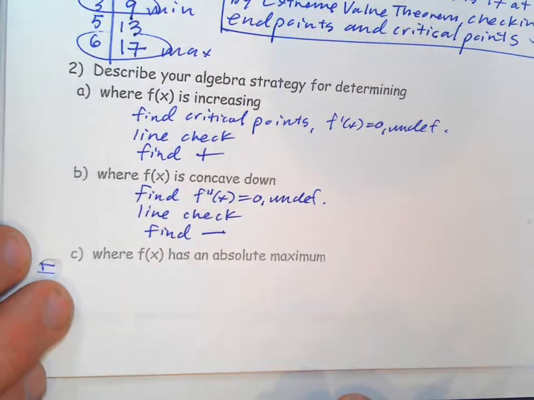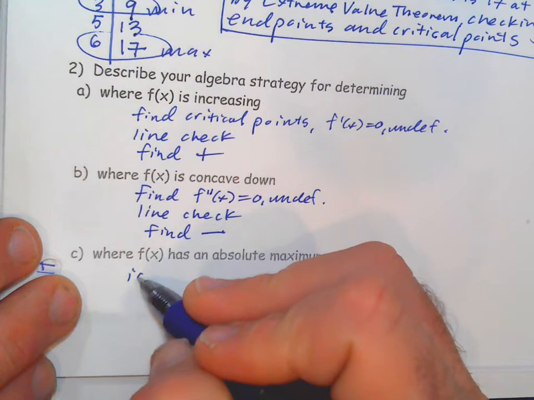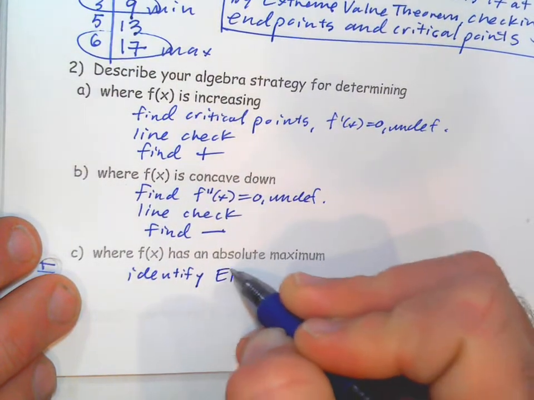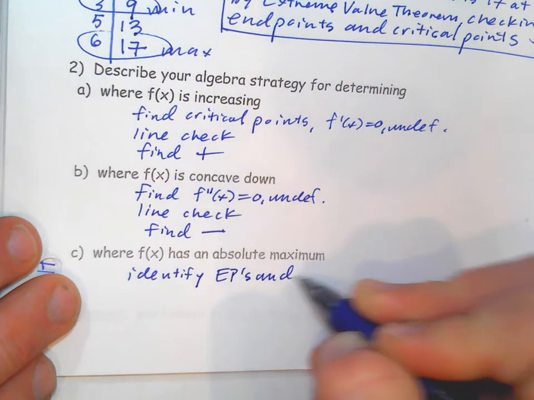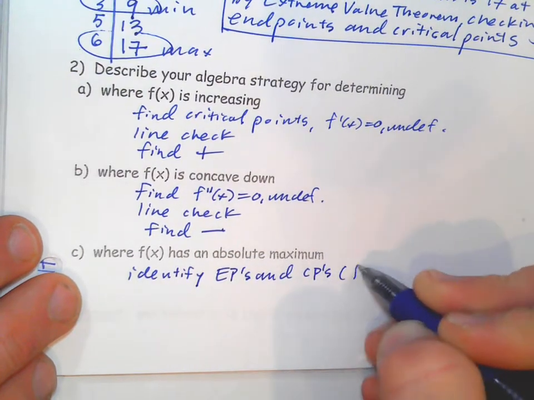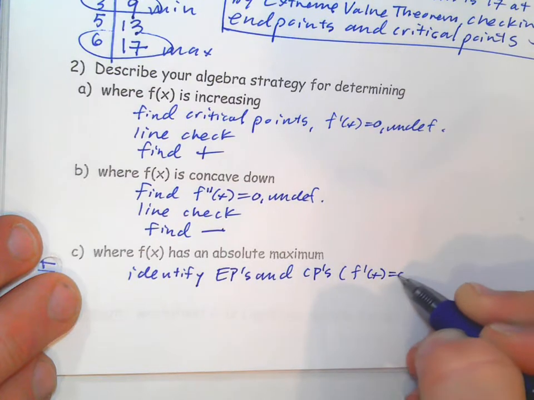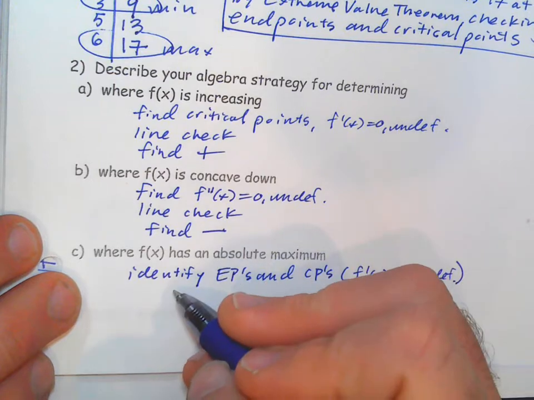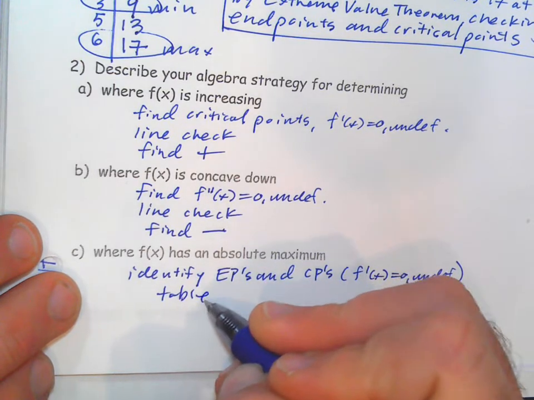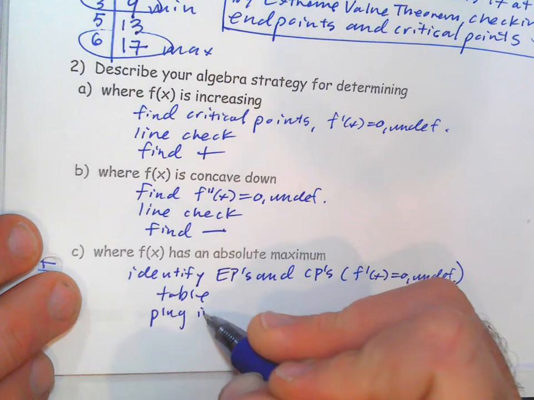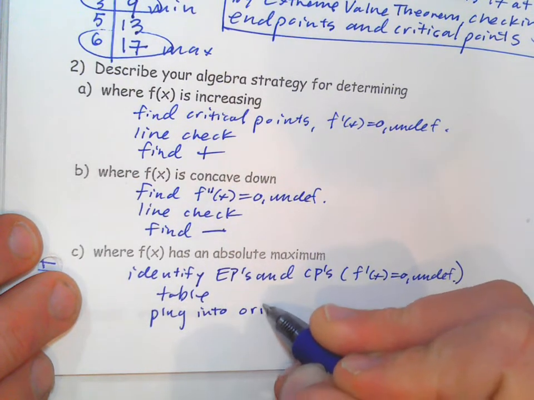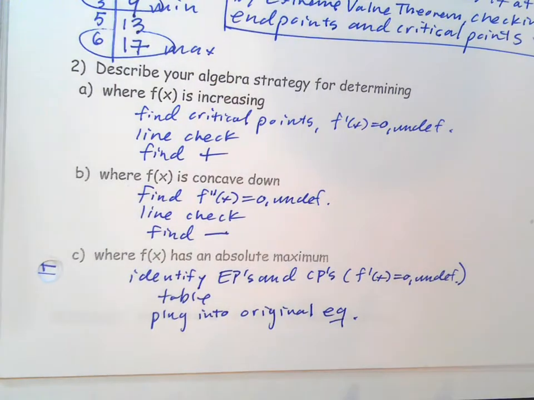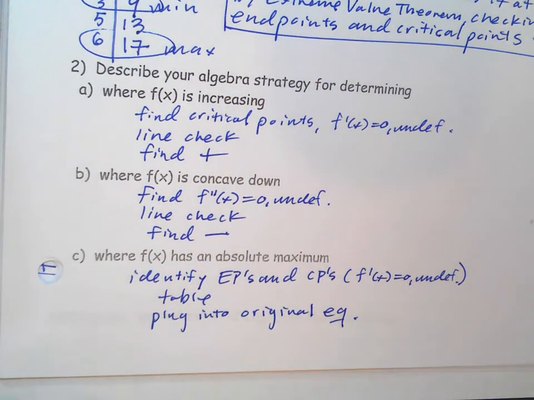Find where f has an absolute maximum. Well, identify the candidates: endpoints and critical points. Critical points come from f prime of x equal to 0 or undefined. Make a table, plug into the original equation, and find the maximum or min. So that's it. Short little warm up.